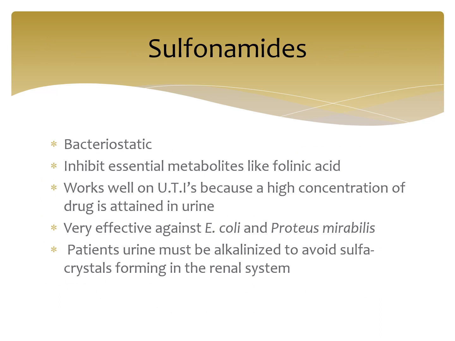The sulfonamides are another class of antibiotics that are bacteriostatic. They inhibit essential metabolites like folinic acid. It works well to use sulfonamides to treat urinary tract infections because you can get a high concentration of this drug attained in the urine. It's very effective against E. coli and Proteus mirabilis, which are the number one and number two cause of urinary tract infections. Patients have to have their urine alkalinized to avoid sulfur crystals forming in the renal system. Sulfur crystals can actually cause damage to the kidneys, specifically the nephrons of the kidney. And you'll talk more about the anatomy of the kidney when you get to chemistry and you start talking about urinalysis and the sulfa drugs.